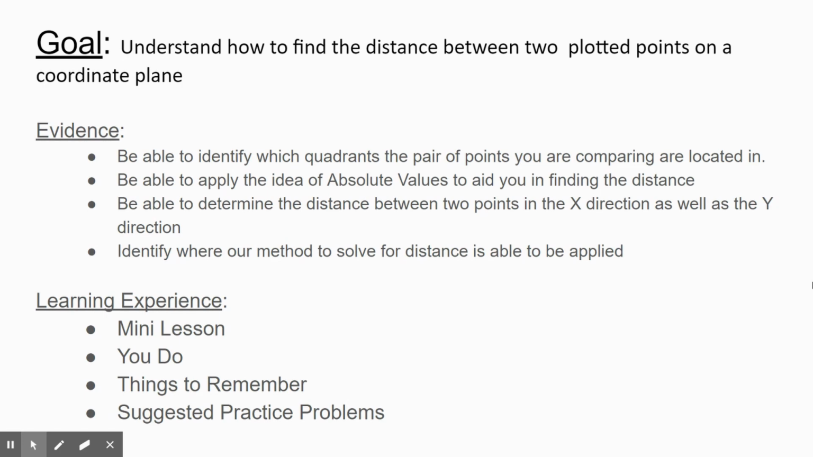to be applied. So the key thing to remember in this video is that we're only going to do things that are lined up horizontally or vertically. Anything else is going to be more than you need to know in 6th grade.